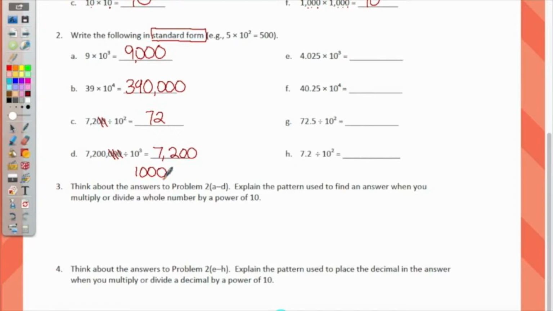Okay, make sure you're paying attention. E, F, G, and H. I would like to practice the decimal trick with you, and then we'll check them on the iPad place value charts. Sound good enough? Yes.